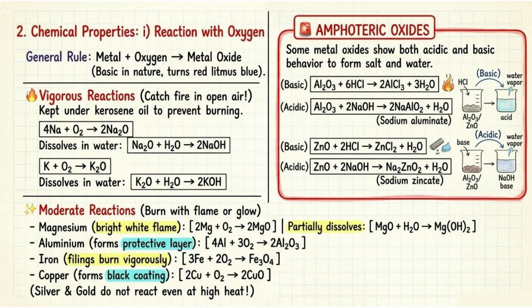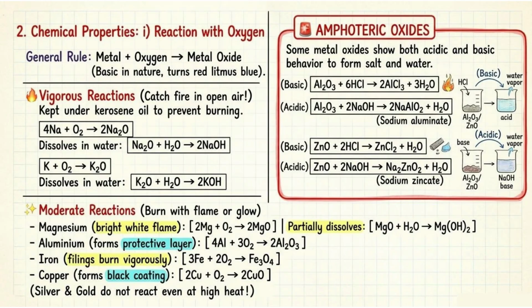But if we introduce it to a strong base instead, it suddenly acts like an acid. Right, so Al2O3 reacts with 2 molecules of sodium hydroxide, 2NaOH. And that forms a new salt called sodium aluminate. The formula is 2 molecules of NaAlO2 plus water, H2O. Zinc oxide, ZnO, is our other amphoteric chameleon. If we pair it with an acid, ZnO plus 2HCl gives zinc chloride, ZnCl2 plus water, H2O. But with the base, ZnO plus 2NaOH gives sodium zincate, which is Na2ZnO2 plus water.